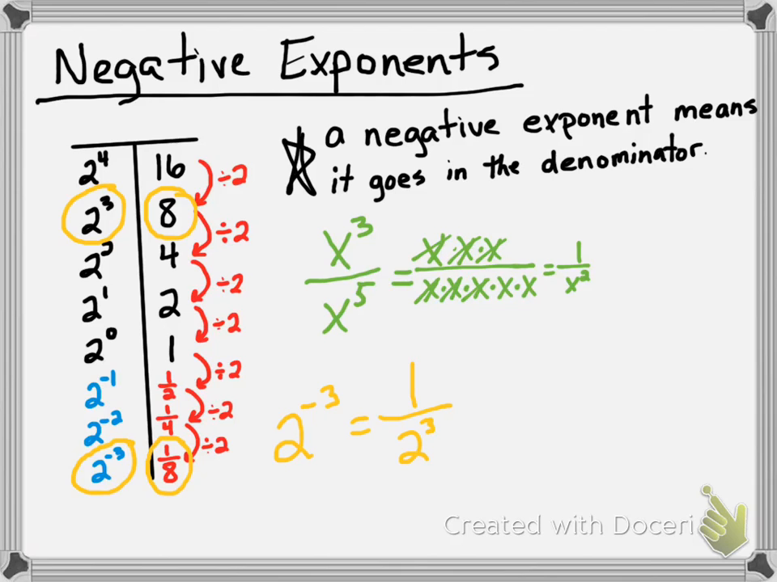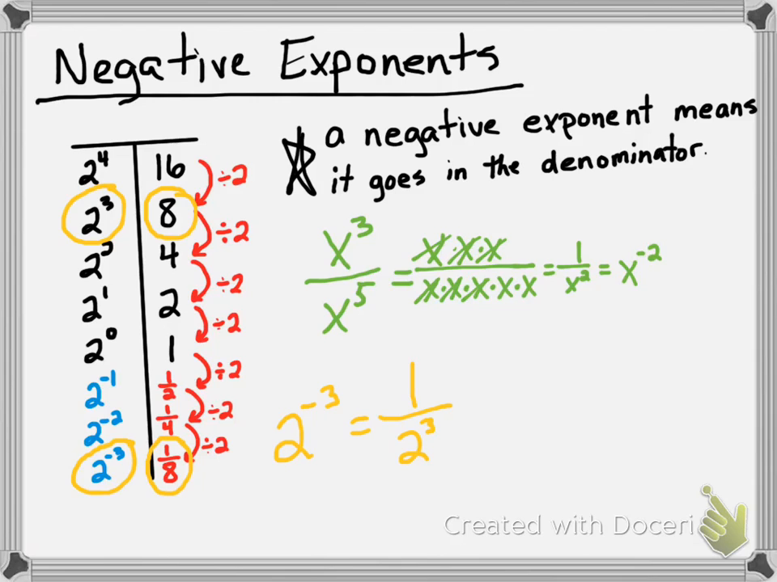Okay, so you can see that 1 over x squared, because looking down here, is the same as x to the negative second power. Okay, because what does a negative exponent mean? That it's in the denominator. So if you have something that's already in the denominator, well, then that means it is a negative exponent.